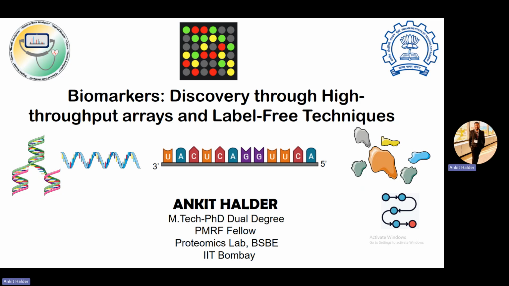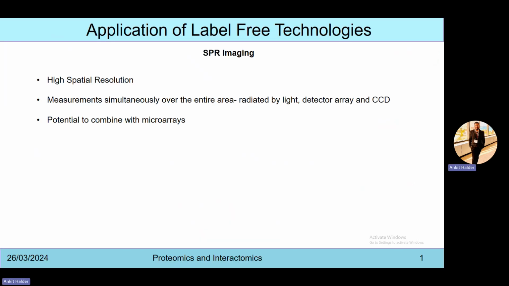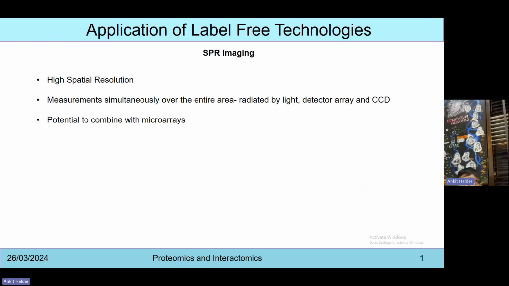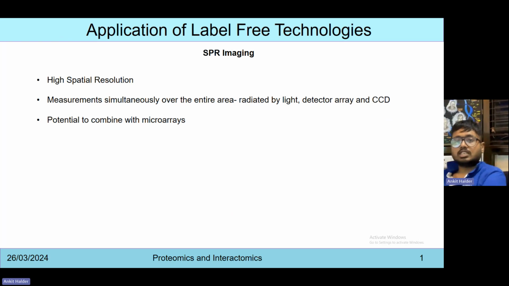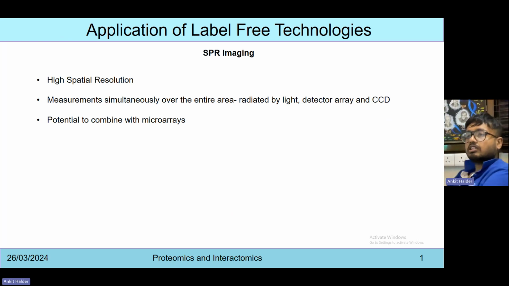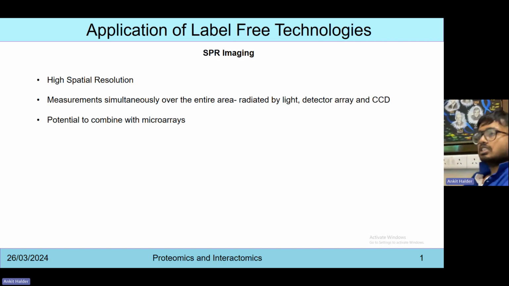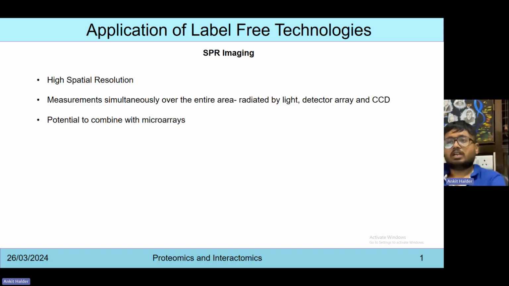The other important area is coupling different technologies together for a better understanding of interactions, for example, SPR imaging. We will look at that in great detail. One of the applications of the level 3 technologies is high spatial resolution, which measures simultaneously over the entire area irradiated by light, with a detector array, a CCD, and the potential to combine with microscopy.